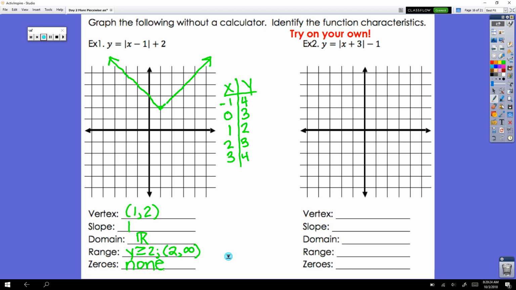Try the next one on your own. When you try this one on your own, keep in mind we have x plus 3, which means now we're moving this to the left.